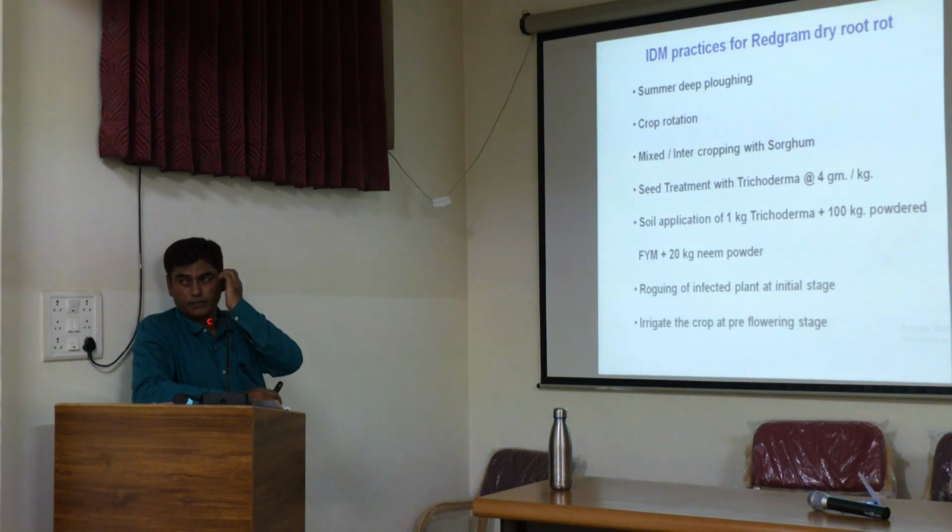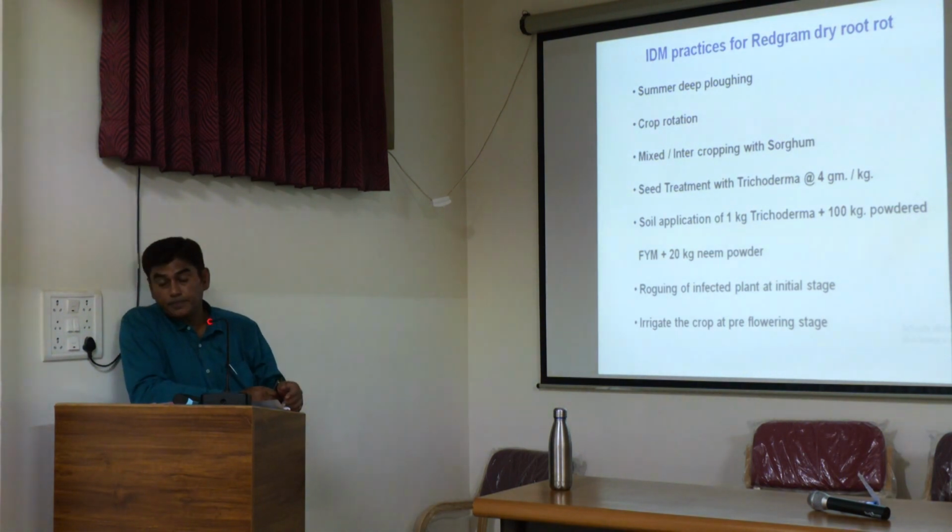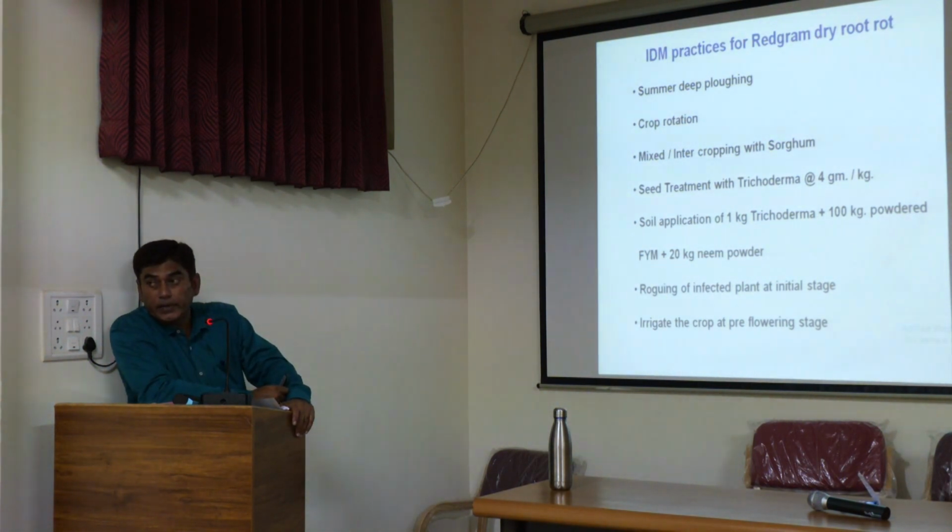That really works better, since the epidemiological factor for this disease aggravates when the temperature rises above 28 degrees coupled with moisture stress. So, if you give one light irrigation at the time of pre-flowering, that reduces the disease incidence. We have seen several plots, but most of the farmers do not have that facility. Wherever it is there, you give one light irrigation.